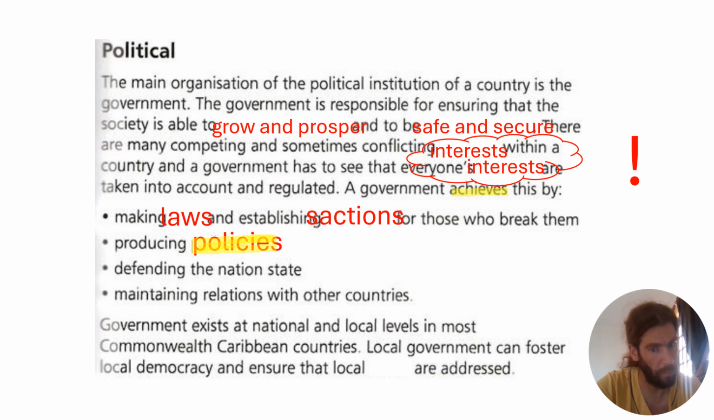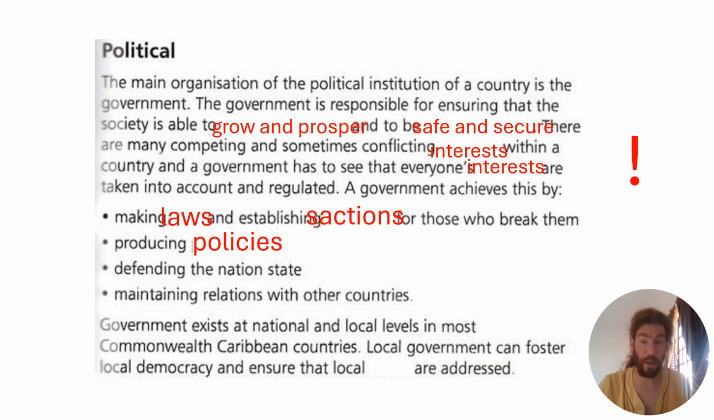More air conditioning? Check the teachers more? Pay the teachers more? How are we going to get fewer traffic accidents? More lighting on the side of the road? A more complicated driver's license exam? Policies, plans with certain goals. Sometimes they involve laws, lots of times, and a lot of the times they also involve sanctions. And this is the way the government achieves taking into account and regulating everybody's interests. Laws, sanctions, and policies.